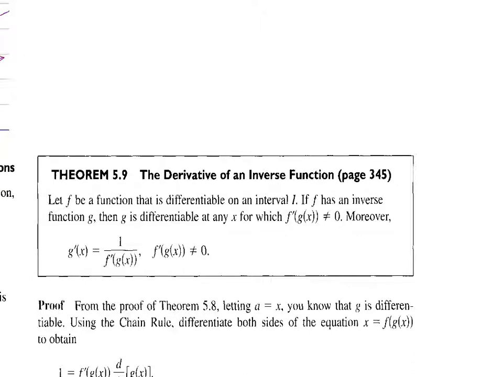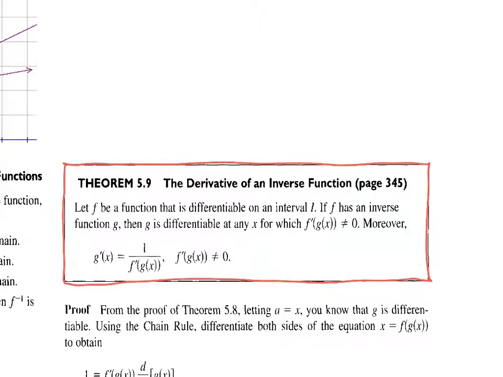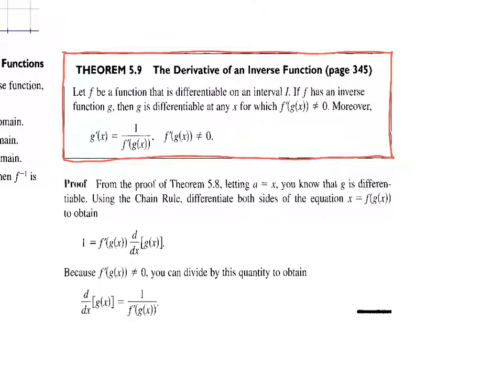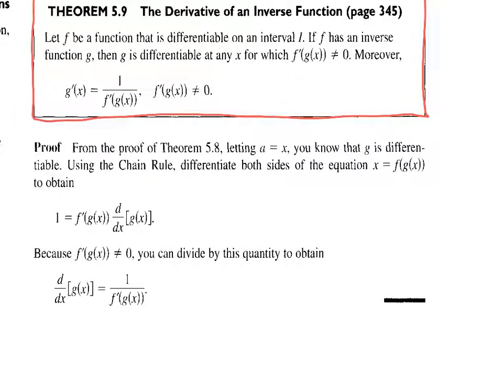So, that is our theorem for this section. If we have inverse functions, okay, then the derivative of one is 1 over the derivative of the other, okay? So let's look real quickly here at a quick proof of this.